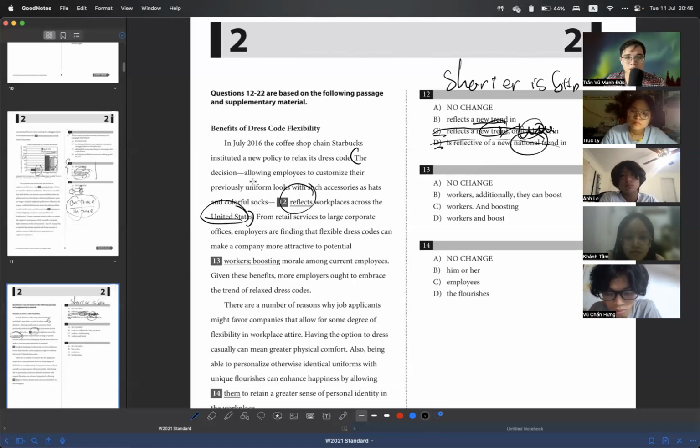Let's see. Decision, employee to customize this is. There's no mention of a new trend. So A is lacking something and B has something A doesn't have. Not only is B the second shortest, but it also has enough information. It has more information than A gives without being futile. All right.